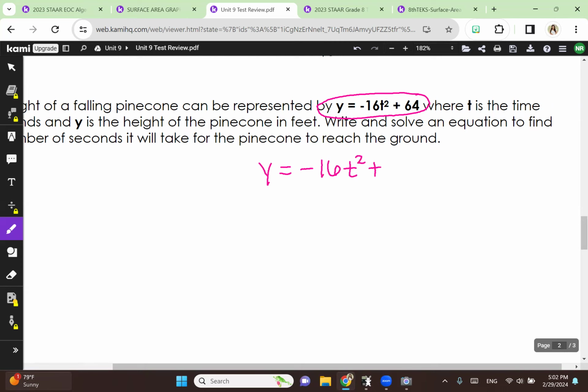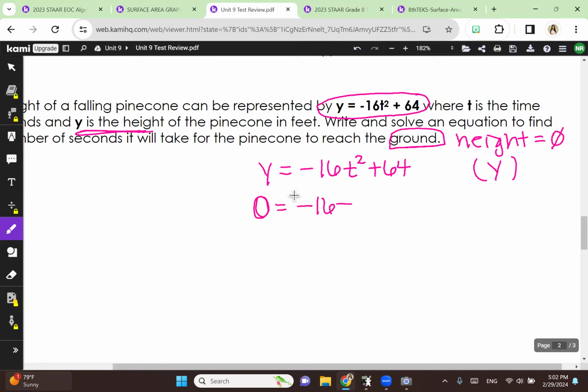Okay. It says that it wants to know the number of seconds it's going to take for it to reach the ground. Think about the ground. The ground is where the height is equal to 0, right? Now the height is a y value. The height is your y value. So what they want us to do is put 0 here and solve for t.